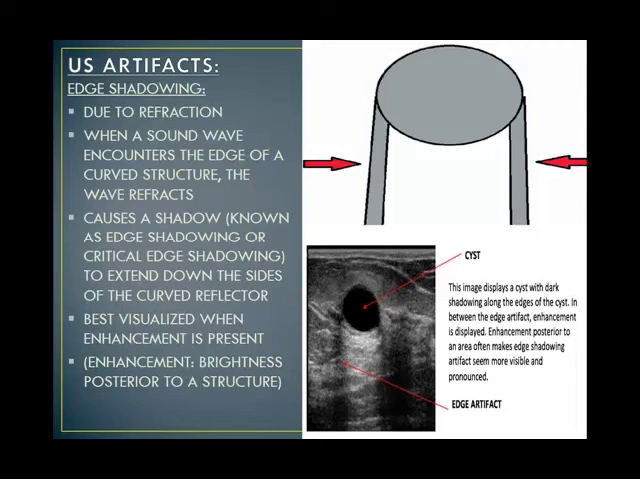Sound waves like to hit things that are nice and even, like fat. They don't want to hit things that are oval or round. That upsets them and causes them not to go in their intended path. So that's when you start seeing these artifacts. It's hard to see enhancement without edge shadowing. Usually they go hand in hand. And you can have edge shadowing along a mass that shadows as well. You just can't really distinguish it apart from the shadowing.